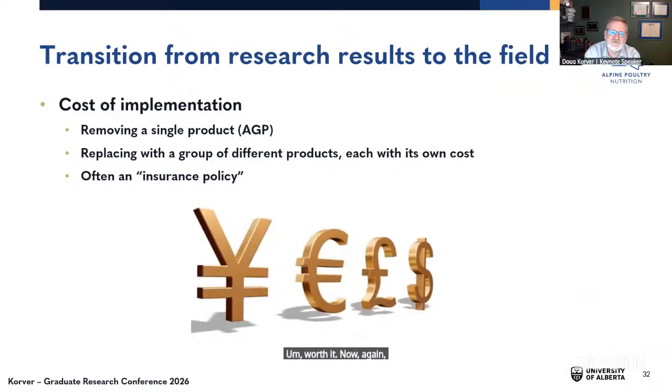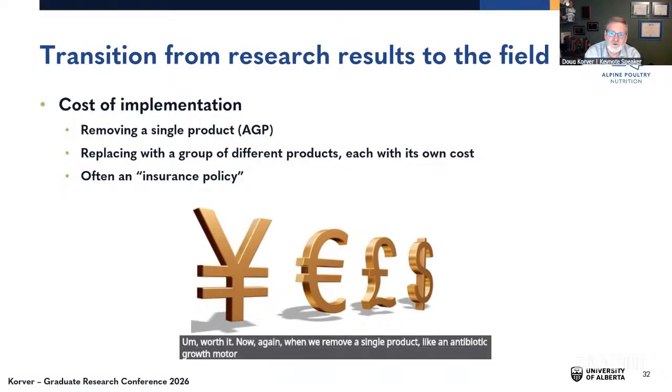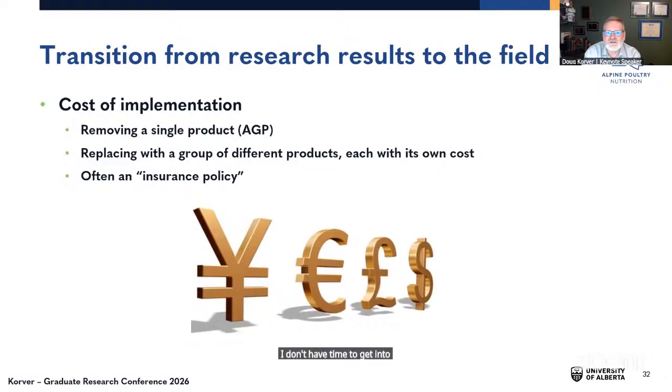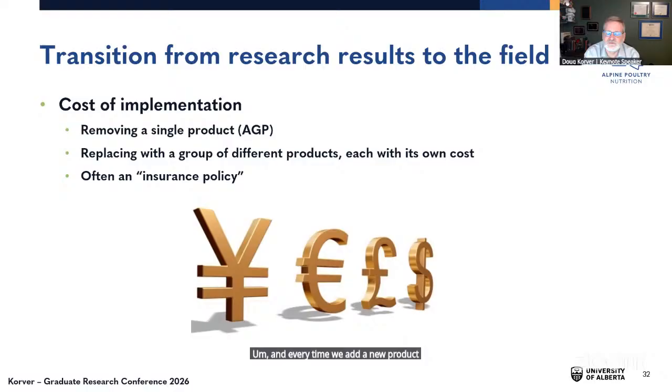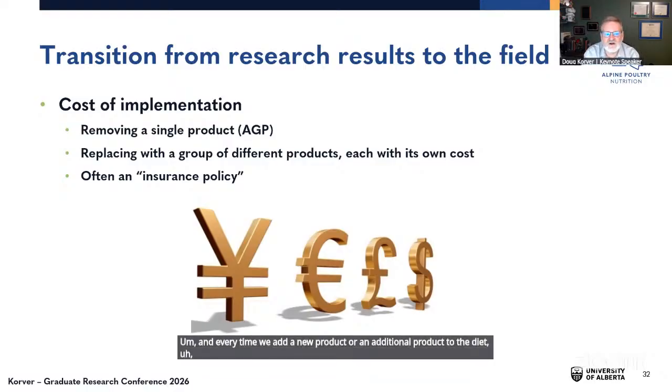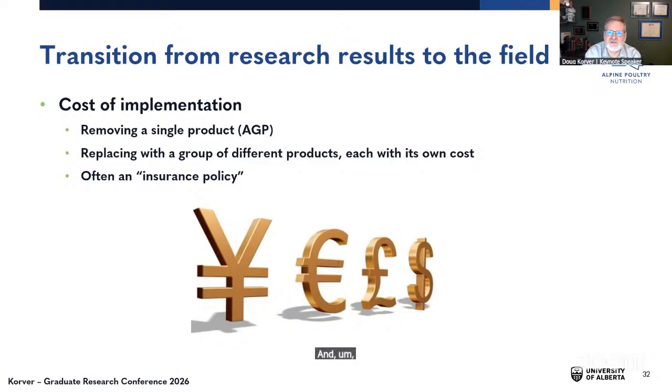Now, again, when we remove a single product like an antibiotic growth promoter, we're reducing costs by a little bit. I don't have time to get into the field of antibiotic alternatives, but typically what we see, the effective strategies are strategies that use different products, multiple products. And every time we add a new product or an additional product to the diet, we're adding cost. And so we need to look at the cost of protection, the cost of providing this, often what ends up being an insurance policy, and making sure that it fits into the economics of production.